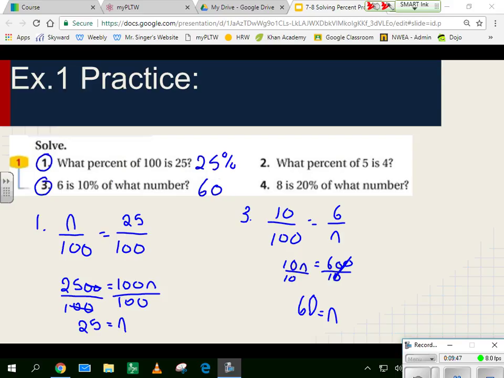Pretty easy. Number 3, we did know the percent, and it was 10. So part over whole gave us 10%, or 10 out of 100. And we knew that 6 was 10%, so I put that on top, and we had to find out what the total number was. So when I cross multiplied, I got 600 equals 10n. I divided both sides by 10, and I got 60. So hopefully you got the same answers. If you want to go over 2 and 4, let's do that. All right, let's get moving.